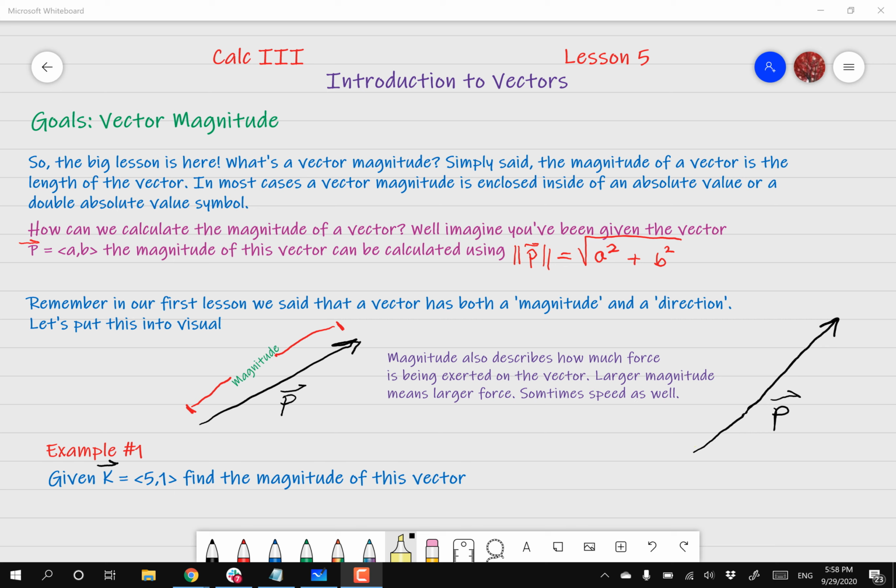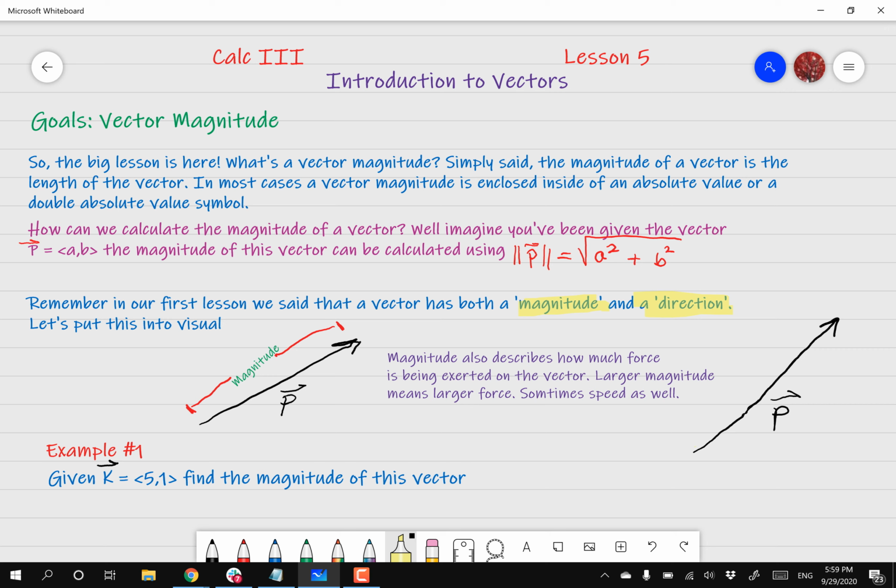Alright, so we know from our first lesson that a vector has both a magnitude and a direction. And we never really spent time talking about the magnitude, just because I felt like a lot of other lessons were needed to explain what a direction is. And today, I'm going to expand on the topic of vector magnitude.